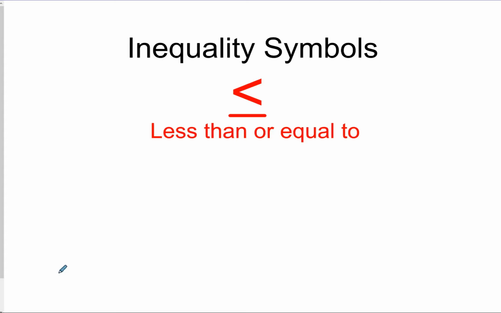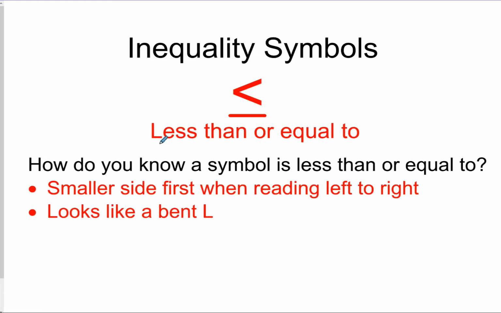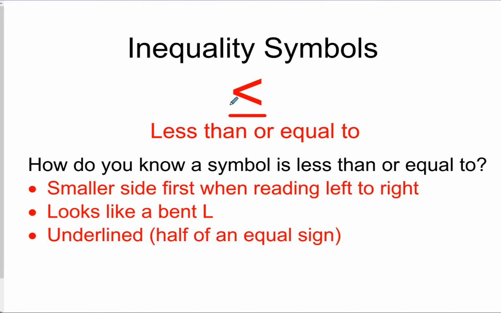The next symbol we're going to talk about is a less than or equal to symbol. How do you know that a symbol is less than or equal to? Well, the same clues apply because this is a less than. If I'm reading it left to right, if I see the smaller end first, I know that I'm talking about a less than. Also, again, it can look like a bent L. Another clue that it's equal to is that you can see that the symbol is underlined. That actually represents half of an equal sign. So if I have that underline, then that means my symbol is also equal to.